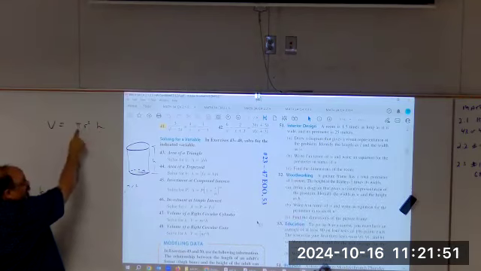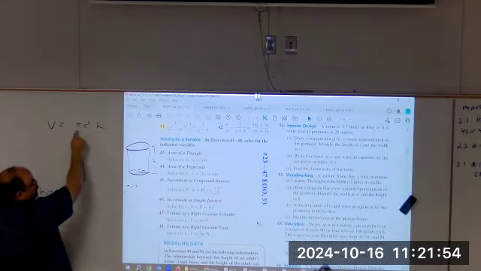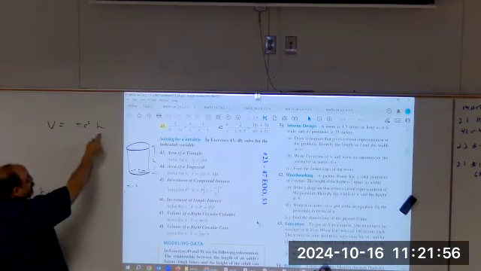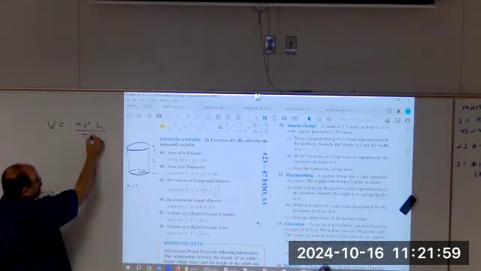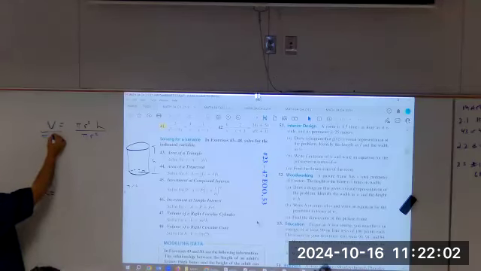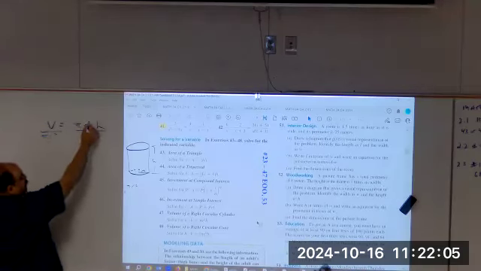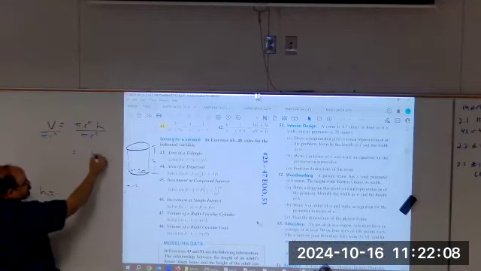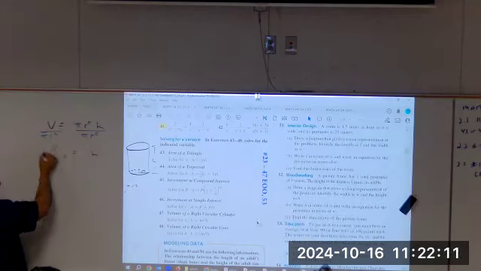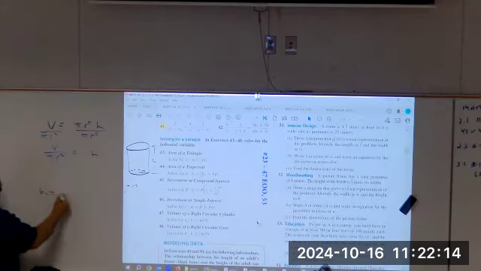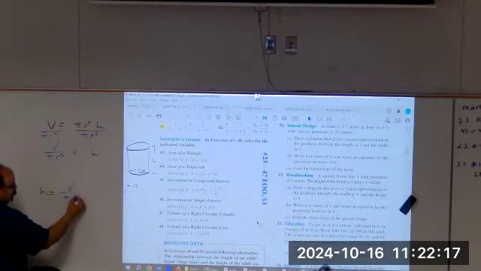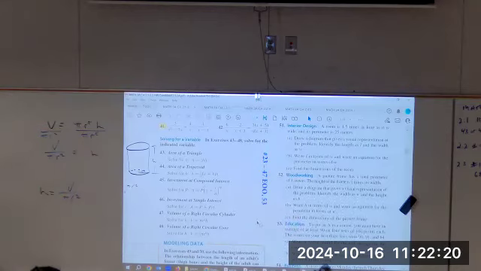Well, H is being multiplied by pi and r squared. So if it's being multiplied by pi and r squared, divide both sides by pi r squared. Pi over pi reduces, r squared over r squared reduces, you have H by itself. On this side, you have volume divided by pi r squared. Height is equal to V over pi r squared. That's all you do. Undo what's being done to the variable in question.